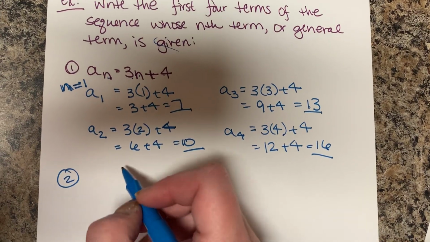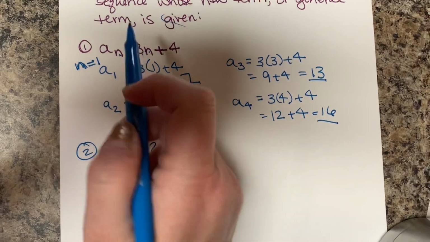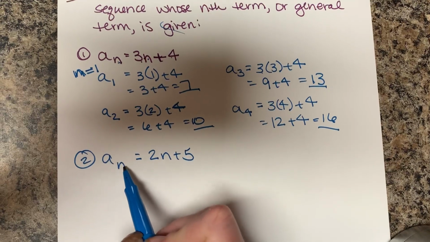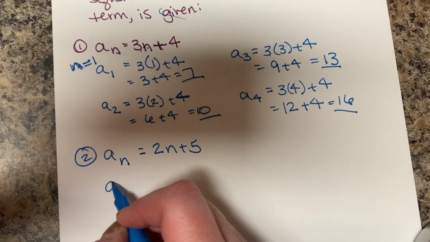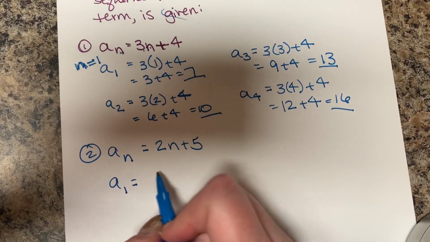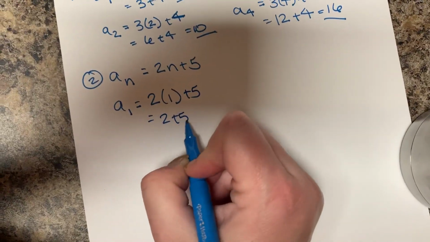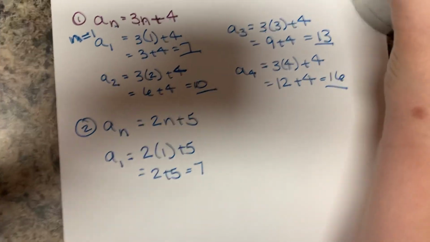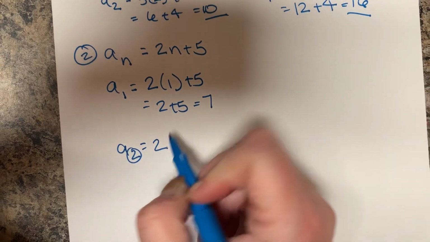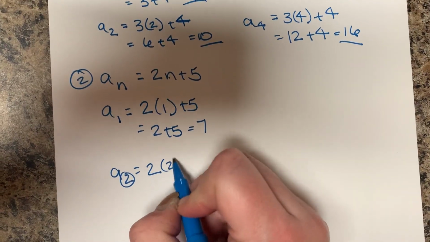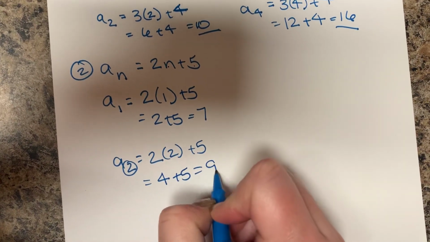If we have A sub n equals 2n plus 5 and want the first 4 terms, we're just going to plug in 1, 2, 3, and 4 for n. So A sub 1, our n is now 1, so 2 times 1 plus 5. That's 2 plus 5, which is 7. Then A sub 2, our n is 2, so 2 times 2 plus 5. 2 times 2 is 4, plus 5 is 9.